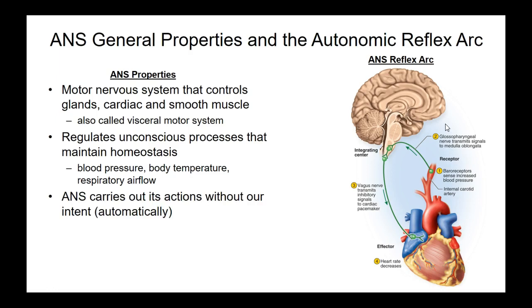So here, why do we call it the autonomic nervous system? Well, it generally is having these effects without our intent. We have unconscious control of these effectors, unlike skeletal muscle where we can have an intent to try to control what they're going to do.